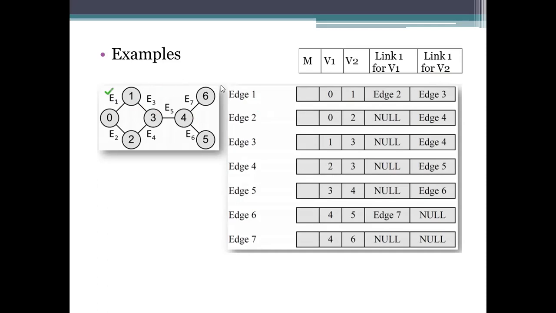Where does E1 lie? We need to mark the first one, as it is a visited one. Then E1 lies between 0 and 1, so 0 and 1 are specified. And what are the other links of 0 and 1? To which is it connected? It is connected to E2 and E3, edge 2 and edge 3.